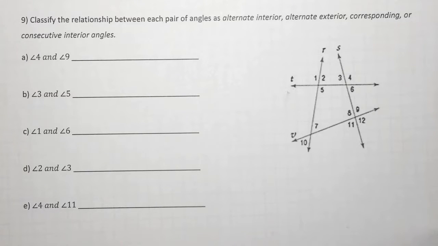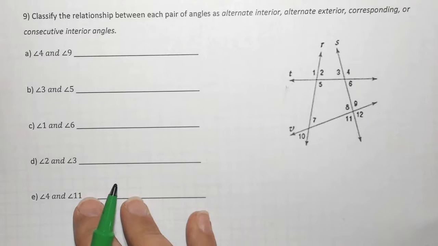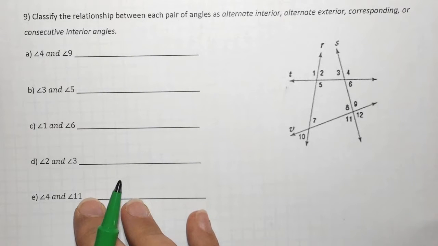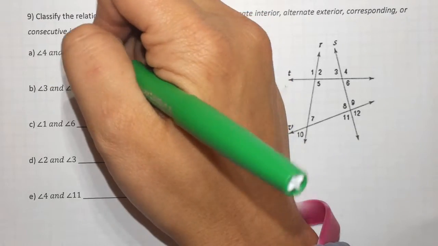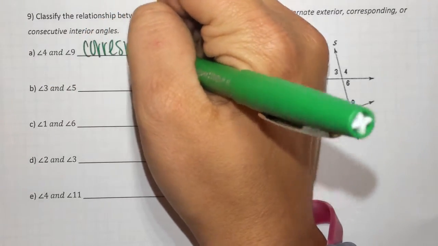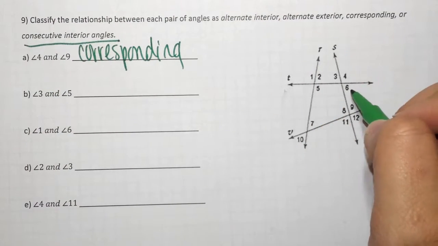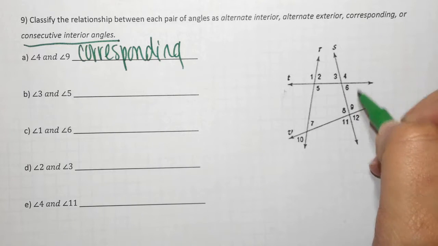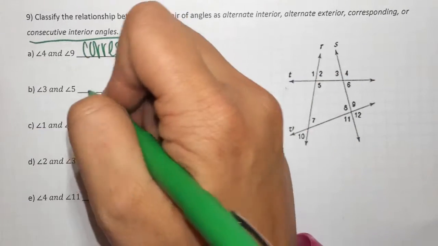Alright, what kind of angles are 4 and 9? 25. What kind of angles are 4 and 9? That's linear. No, that's complementary. None of those. Corresponding. Hallelujah. Hey, consecutive interior, that's a word that wasn't on our doodle, sorry. That means that they're on the same side. Inside. Like 6 and 9. So 3 and 5, what are those? Alternate interior.